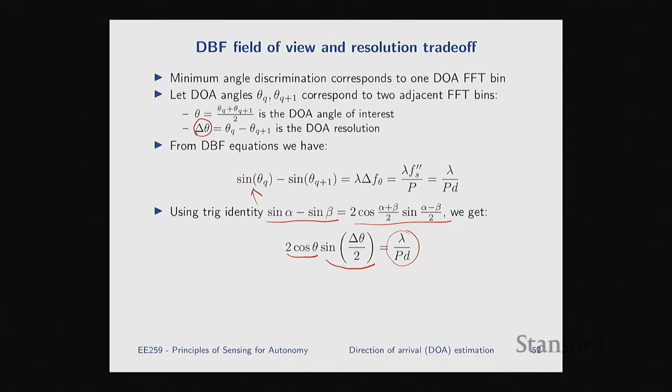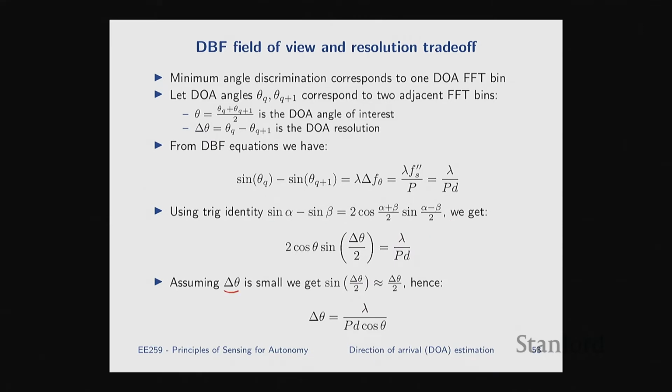We just make the assumption that delta theta is small, right? It's the resolution of our radar, and if it's a good resolution, that angle is small. So for a small delta theta, you can approximate sine of delta theta over 2 by just the angle itself in radians, delta theta over 2. So plug that in here, and then we can solve for delta theta, which is the resolution we want to find. It just becomes equal to lambda over P times d times cosine theta. Okay, so this is delta theta. This is the DOA resolution that we can get from our FFT algorithm.